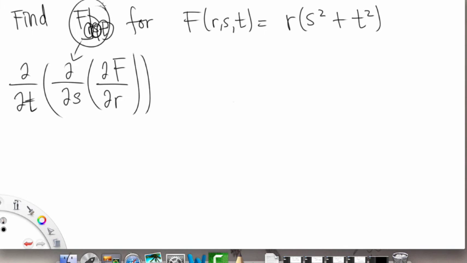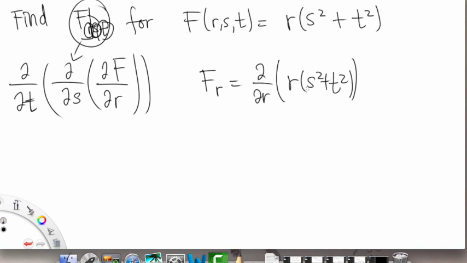So anyways, let's do the first step. We're going to find f sub r. Okay, so f sub r is the partial with respect to r of r times s squared plus t squared. If we're taking the derivative with respect to r, that means r is the variable, and s and t are constants.